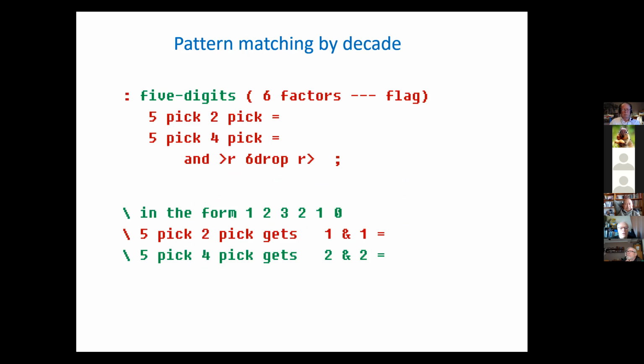And finally, this handles the 5-digit case. There's actually 5 of them, digits 1 through 6 of them. And we just simply use, from our 6 factors, a 5-pick, 2-pick, that compares the end values. The 5-pick, 4-pick compares the center values, and they're combined together into one Boolean.